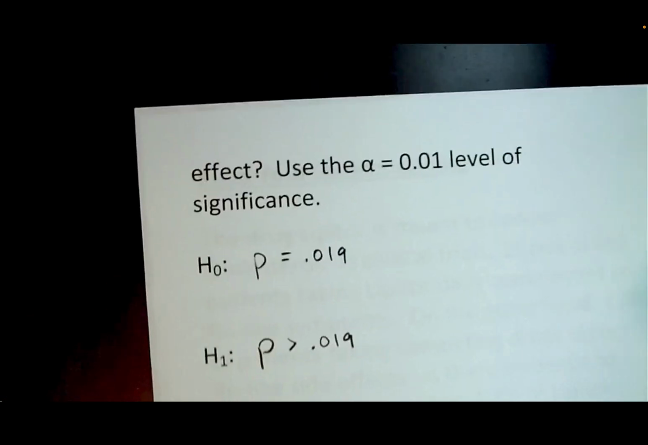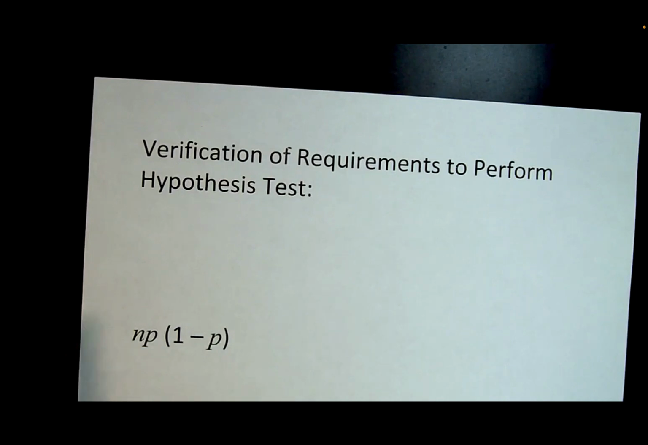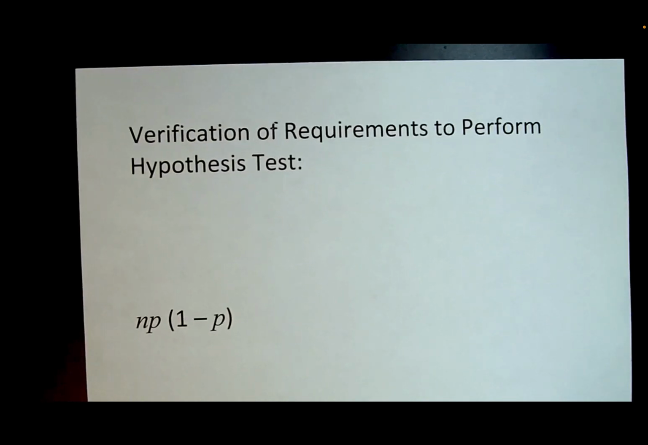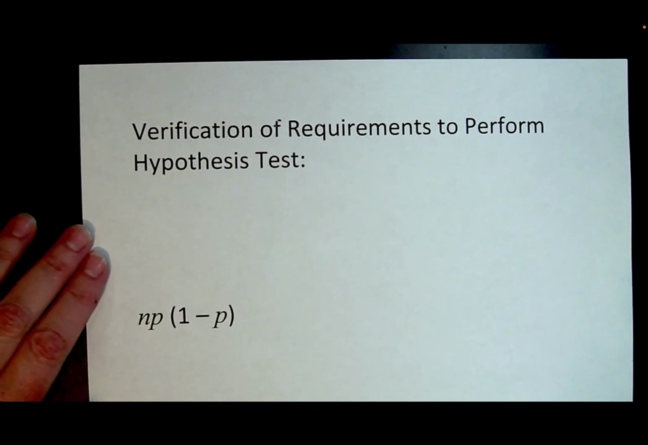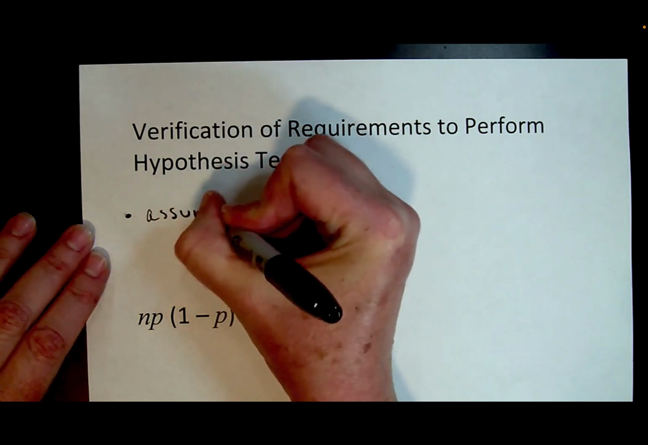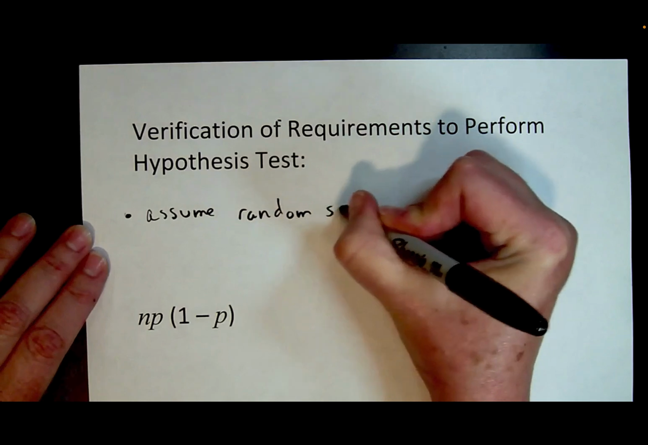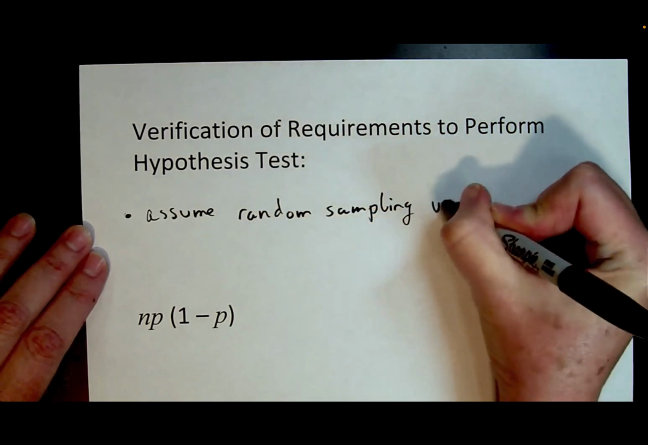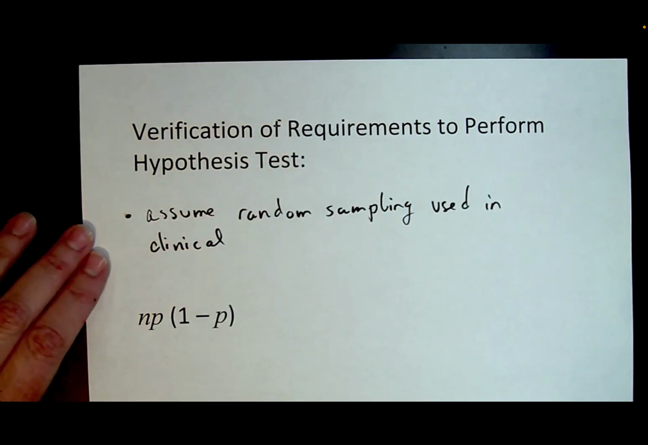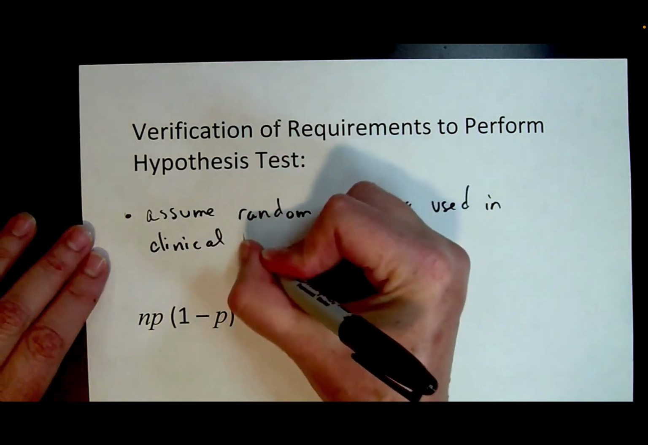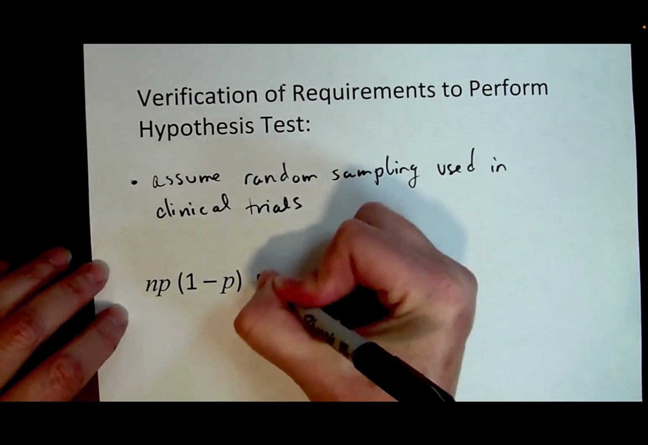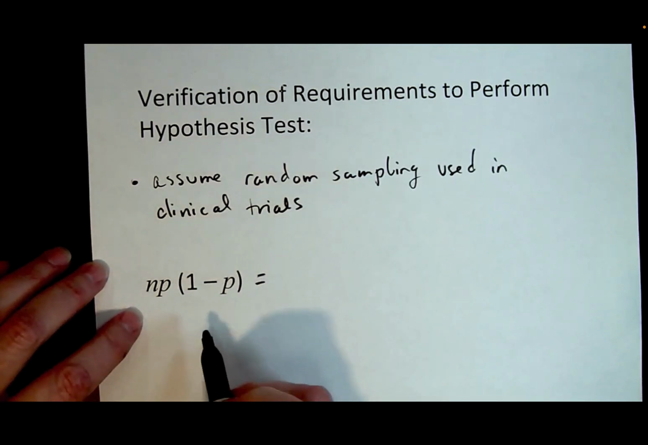Before we get into that, let's verify that we can use this method of hypothesis testing. In other words, that we can treat p hat as a normal distribution. So we're going to have to make some assumptions here. We're going to assume random sampling was used in the clinical trial. That's probably a reasonable assumption. They're probably using good practices. Again, in this class, we're not going to have enough information to know for sure, so we're going to have to make some assumptions. We can at least compute that this number works out to be greater than or equal to 10, as it needs to be.